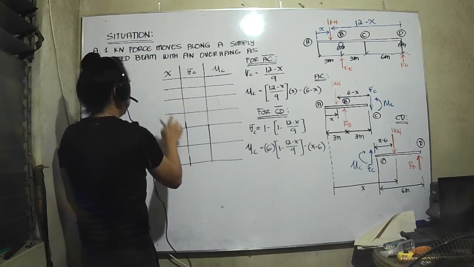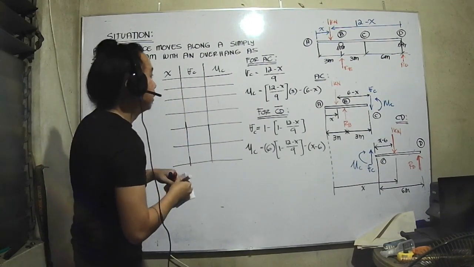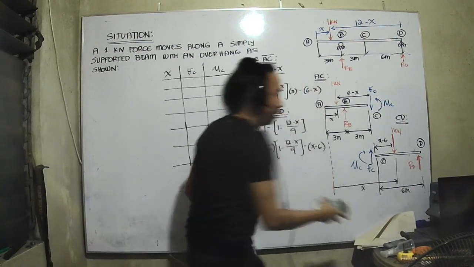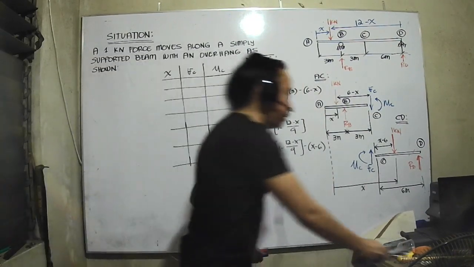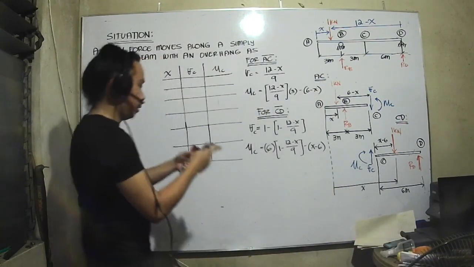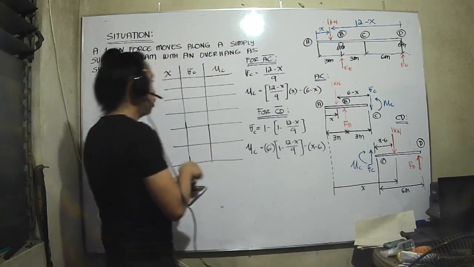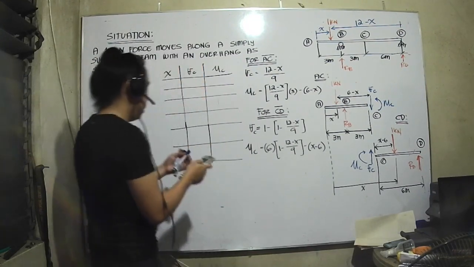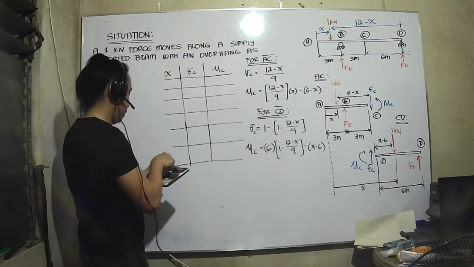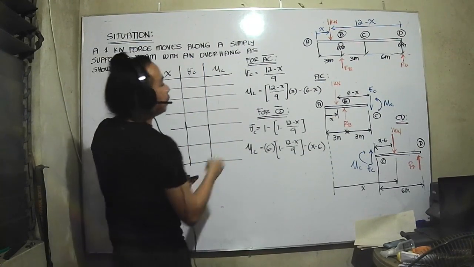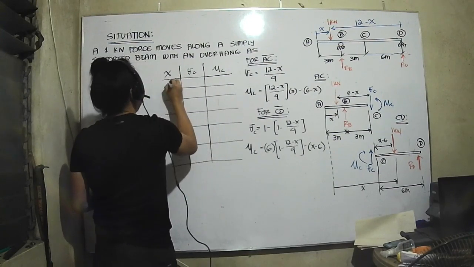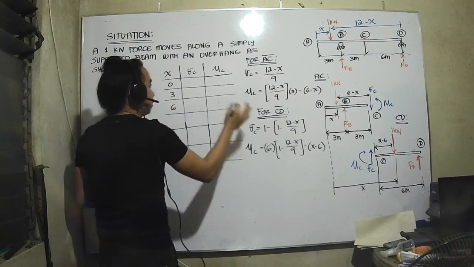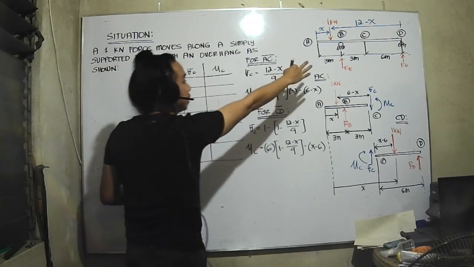1, 2, 3, 4, 5, 6. I grab my calculator and go to mode. Mode 7, which is the table. You need to define what f(x) is. Let's write down 0, 3, 6.